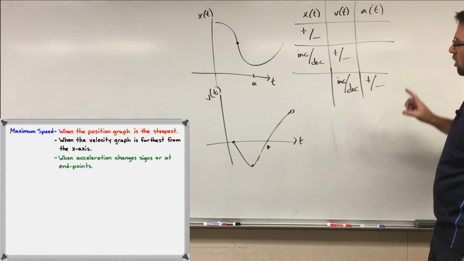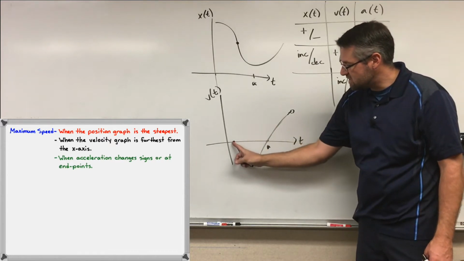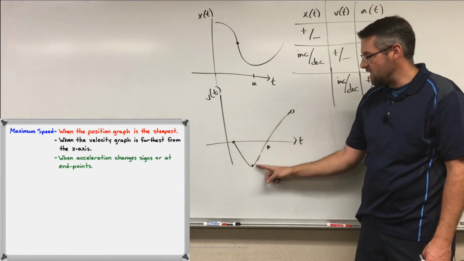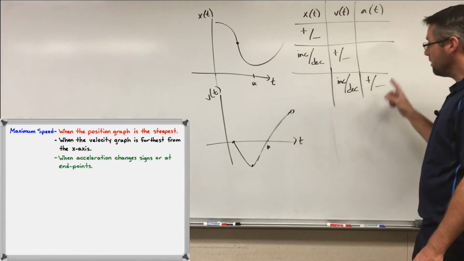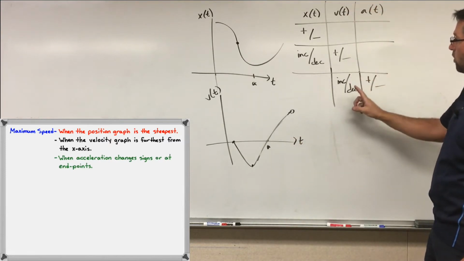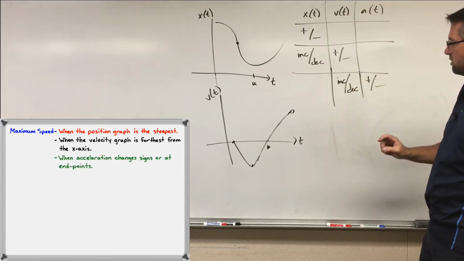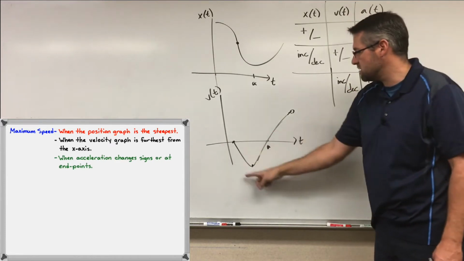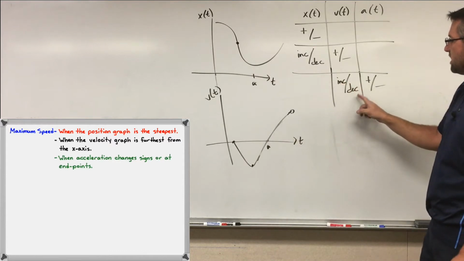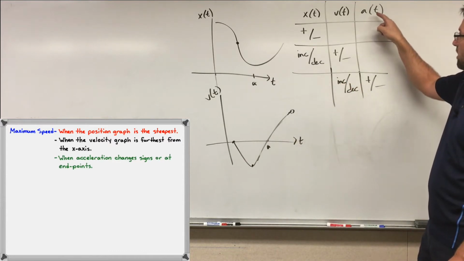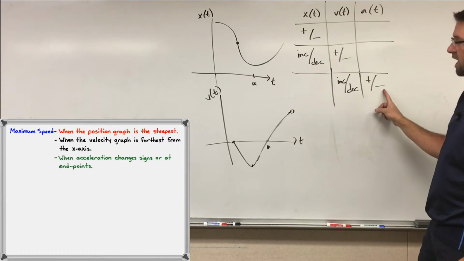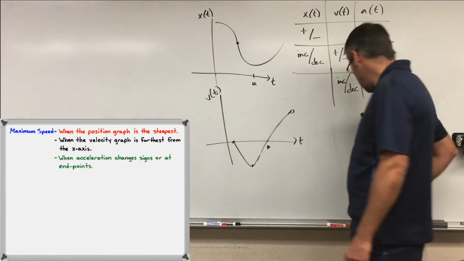Okay? So what do we see? We see that velocity is decreasing and then increasing. But if we look at the chart, what do we see? If velocity is changing from increasing to decreasing, or vice versa, going from decreasing to increasing, then we'll see on the acceleration graph a change in signs from negative to positive.